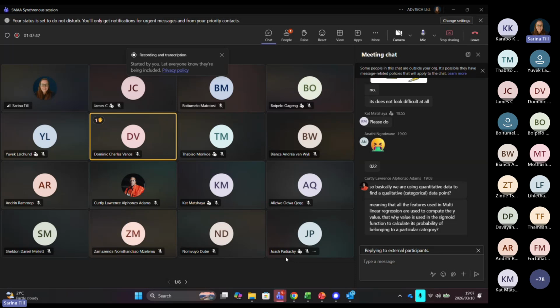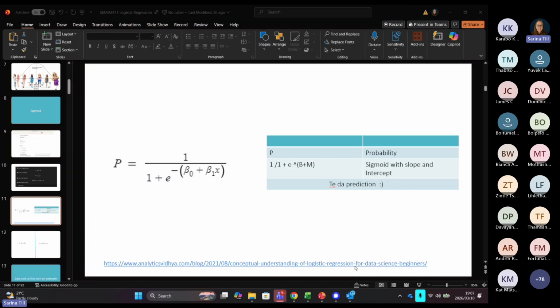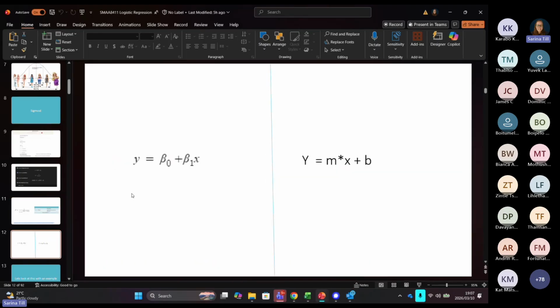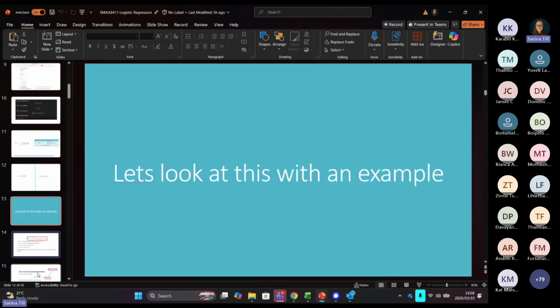We're using quantitative data to find a categorical data point. So we're going to use the sigmoid function just to equate it for us into a particular category. 100%, not hard, you guys, not hard at all. So let's go look at an example. We know that y equals b0 plus b1 times x, it's the same as y equals mx plus b. Statistic notation, calculus notation.